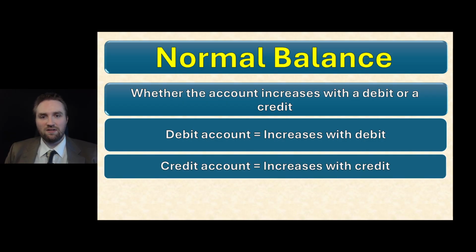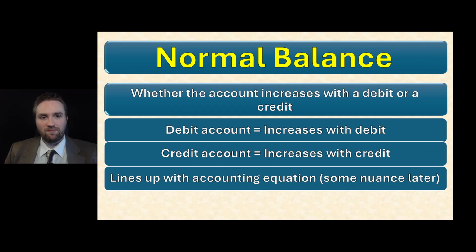As you might imagine, this lines up with the accounting equation. Assets are debit accounts, and liabilities and owner's equity are credit accounts. There is some nuance that we'll cover later. For now, though, just remember the normal balance tells us if the account increases with a debit or a credit. And just to recap, assets have a debit normal balance because they're the left hand of the equal sign in the accounting equation. And liabilities and owner's equity have credit normal balances because they're on the right side of the equal sign in the accounting equation.